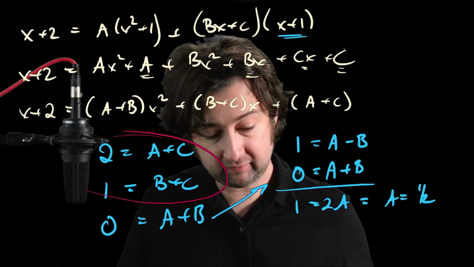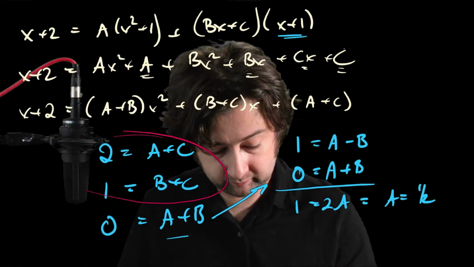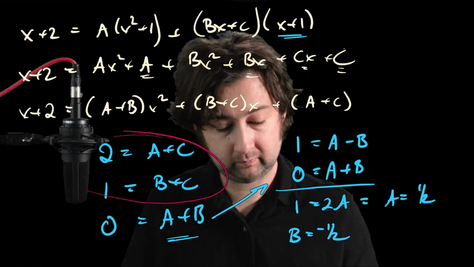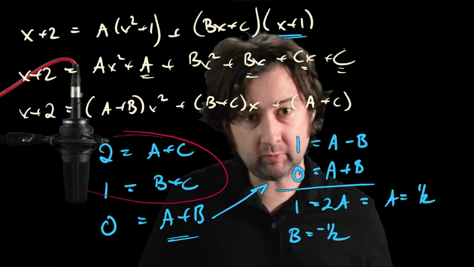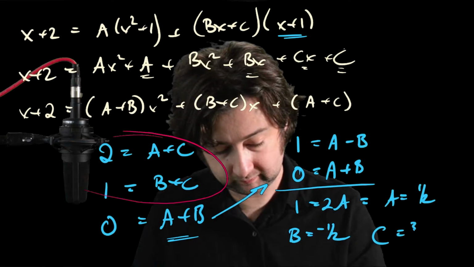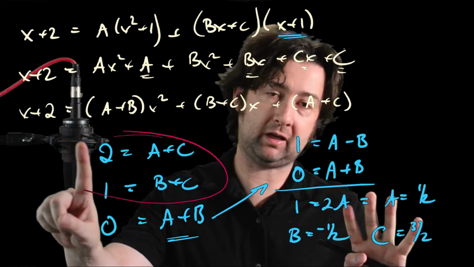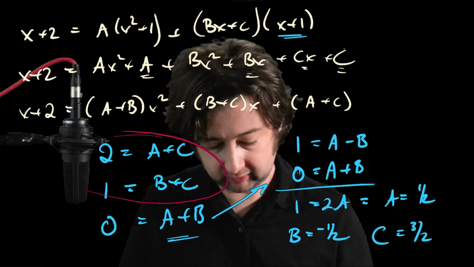If a is a half, then because a plus b is equal to 0, that's going to force b to be equal to minus a half. And since a plus c is supposed to equal 2, then c must be 3/2. I get that just by taking these numbers and plugging them back into these equations to solve. So that means that our original problem looks like this.